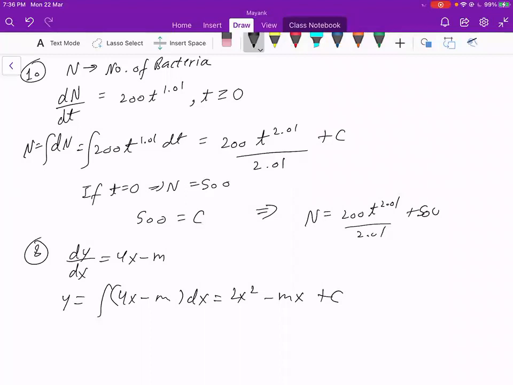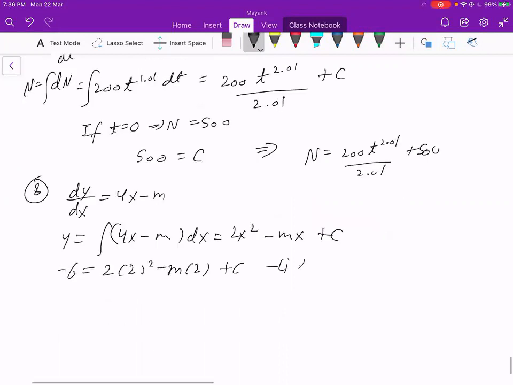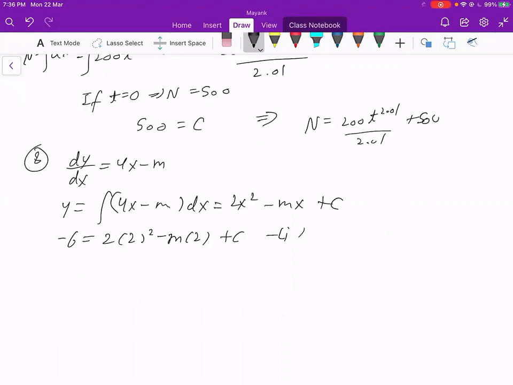One is that it passes through the point (2, -6). So I can say -6 is equal to 2 into 2 squared minus m into 2 plus c. It's one equation. The second equation will come, as you said, from the gradient of 4. So at point P, the curve passes through the point (2, -6) with a gradient of 4.